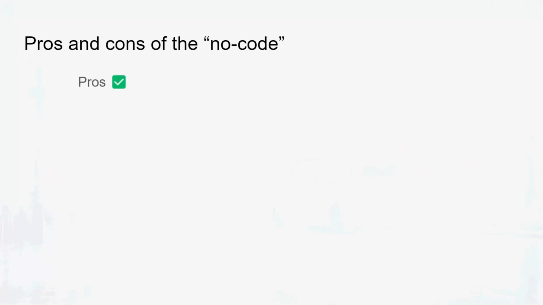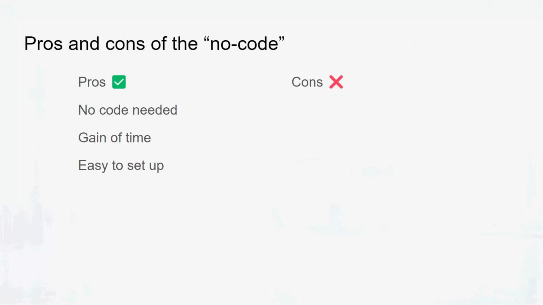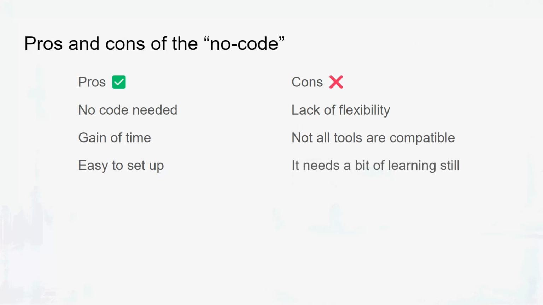Pros. You won't need to write a single line of code. You'll gain a lot of time that you can allocate to more important tasks, such as marketing. It's easy to set up, especially if you follow this tutorial. Cons. With no code, there's a lack of flexibility. If you have a very specific idea, you might need a developer instead. Not all tools are compatible with the no-code tool I'm going to show you. It still requires a bit of learning, which I aim to simplify here.